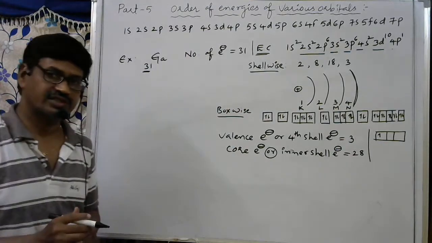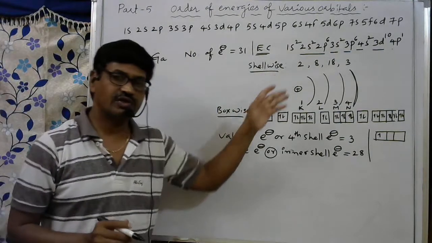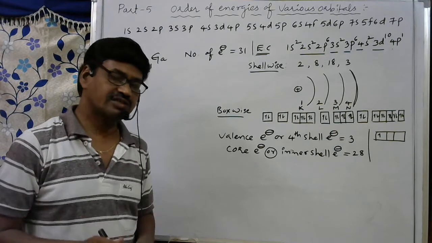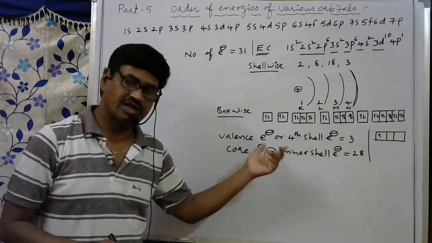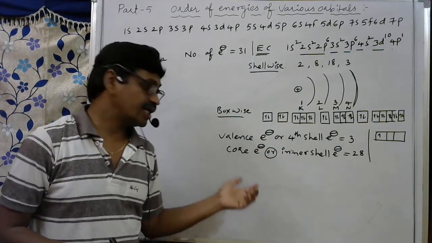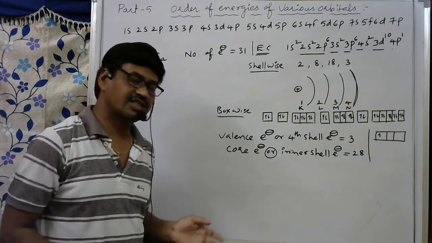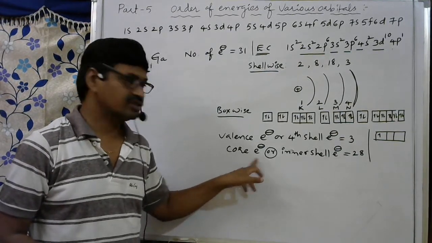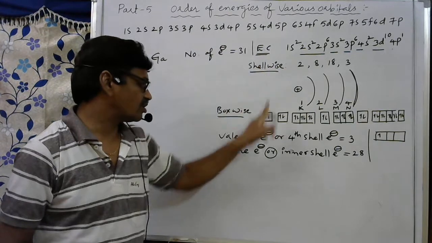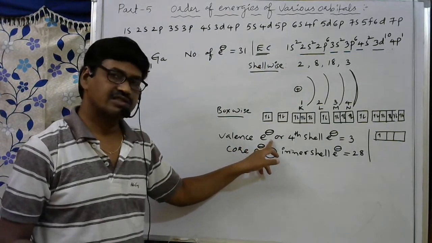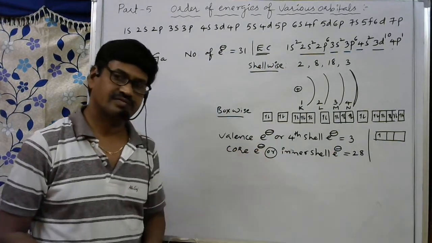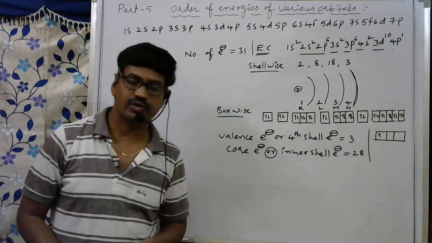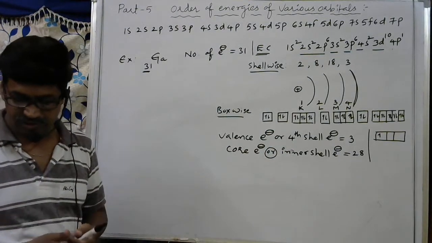So you should know these things. After writing the electron configuration, what do you have to observe? How many electrons are present in the last shell or ultimate shell or valence shell, and how many electrons are present in the inner shells, otherwise core electrons. So here, for the gallium electron configuration, valence electrons are equal to 3. Core electrons are equal to 28. These things we should know.